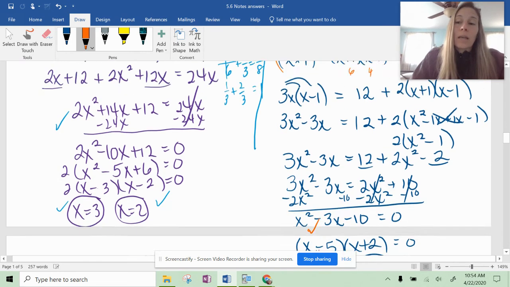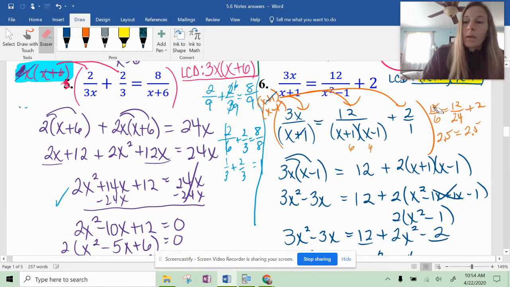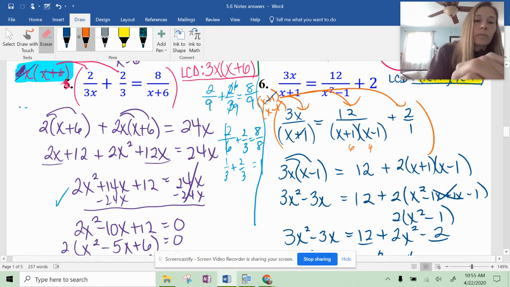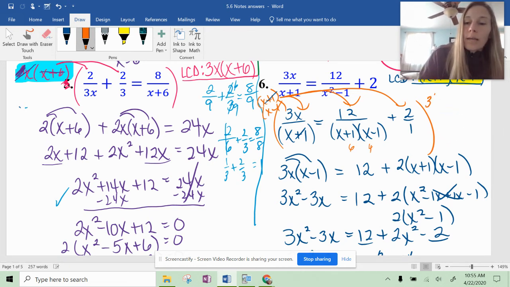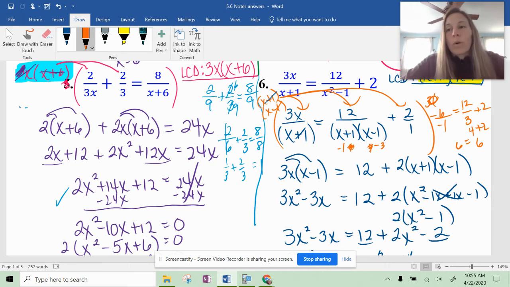So now we want to check the negative 2. So if I check my negative 2, 3 times negative 2 is negative 6. Negative 2 plus 1 is negative 1. Then negative 2 plus 1 is negative 1. Negative 2 minus 1, negative 3. When you multiply those together, you get 3, and then plus 2. So this is 4 plus 2, which is 6. And over here, you get a 6. So that one works as well.